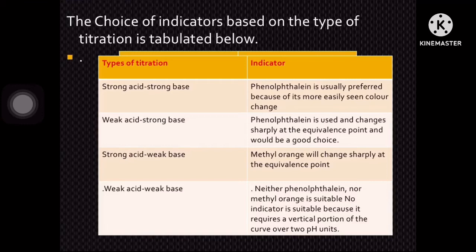Now the choice of indicator is based on the type of titration. In the case of strong acid with strong base, or weak acid with strong base, phenolphthalein is usually preferred because its color change is more easily seen. In the case of strong acid with weak base, methyl orange will show the color change at the equivalence point. In weak acid with weak base, neither phenolphthalein nor methyl orange is suitable. No indicator is suitable because it requires a vertical portion of the curve over 2 pH units.